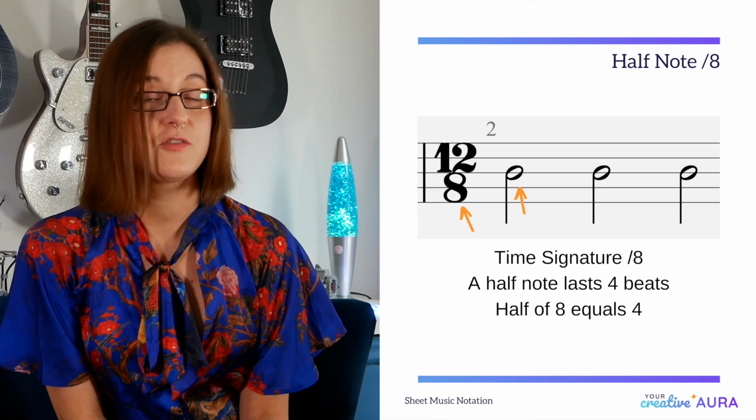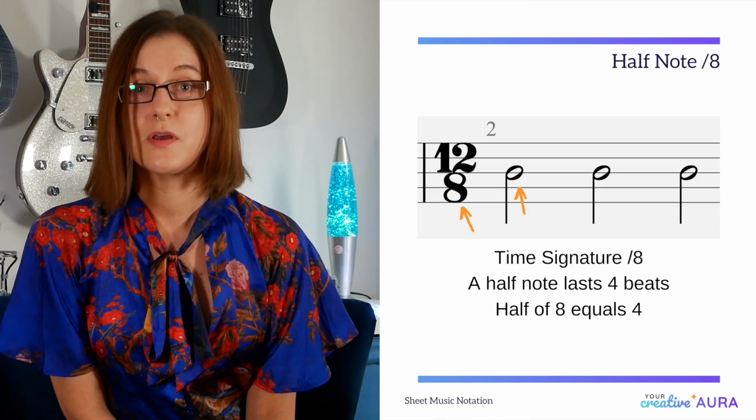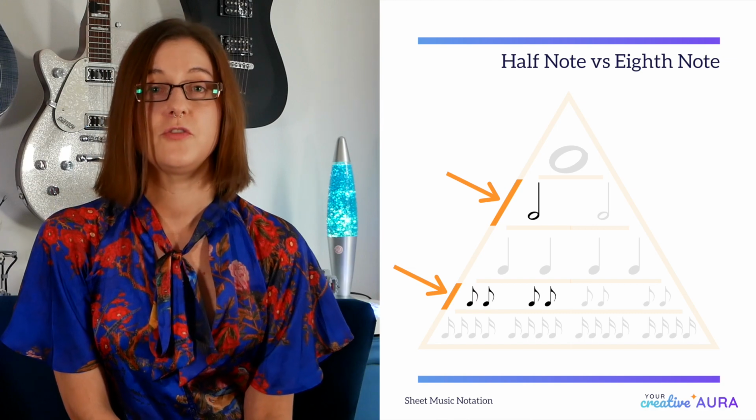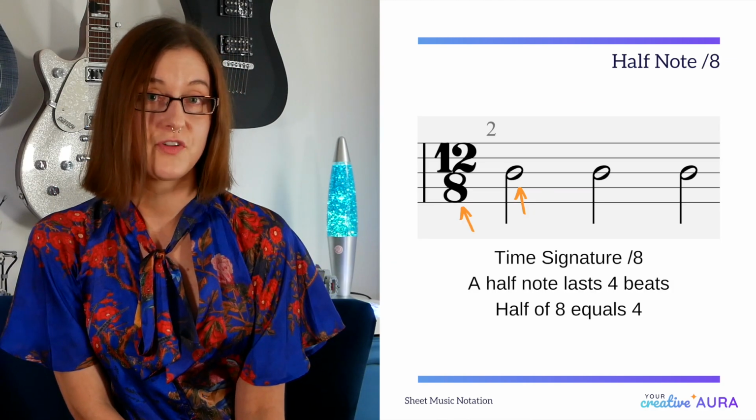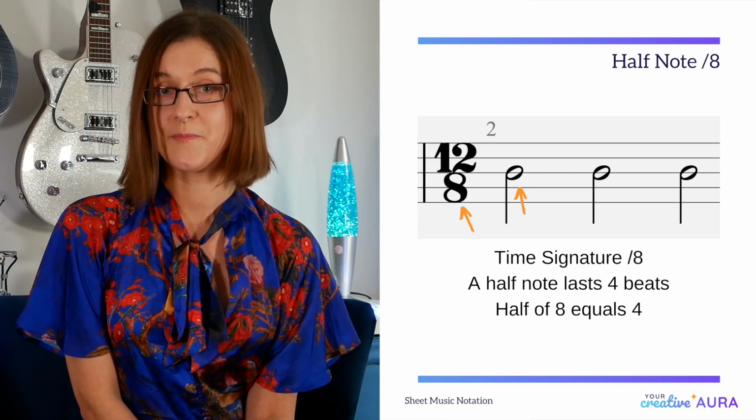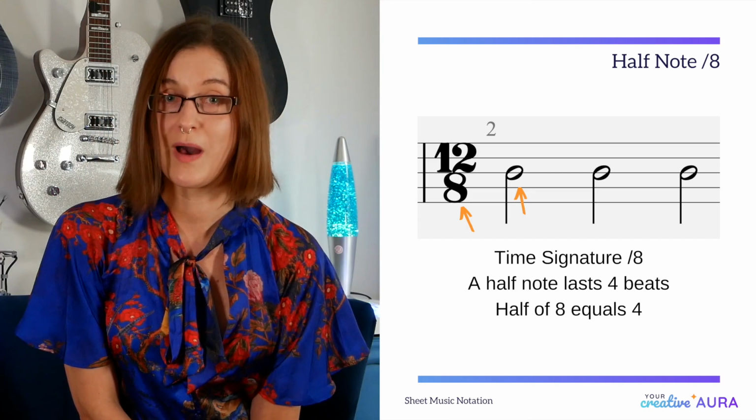So let's have a look at it in the /8 time signature. Now, a half note in 12/8 will last 4 beats because a half note is equal to 4 eighth notes. Therefore, you need 3 half notes to fill the entire bar, as the bar requires 12 beats.